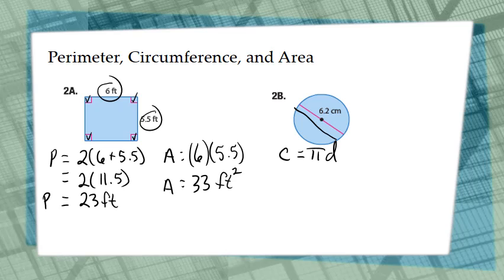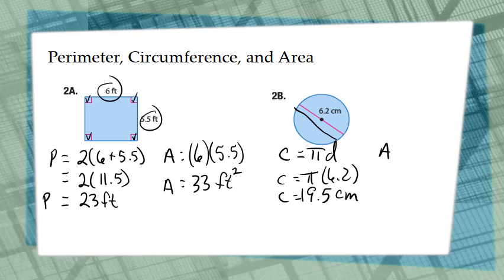And that's going to be 19. Where'd my pencil go? Okay. So we got pi times 6.2. And the circumference is going to be 19.5 centimeters. Now, what about the area?